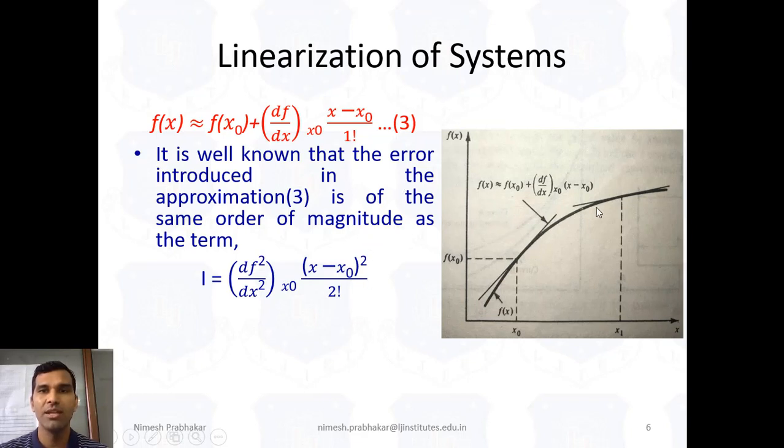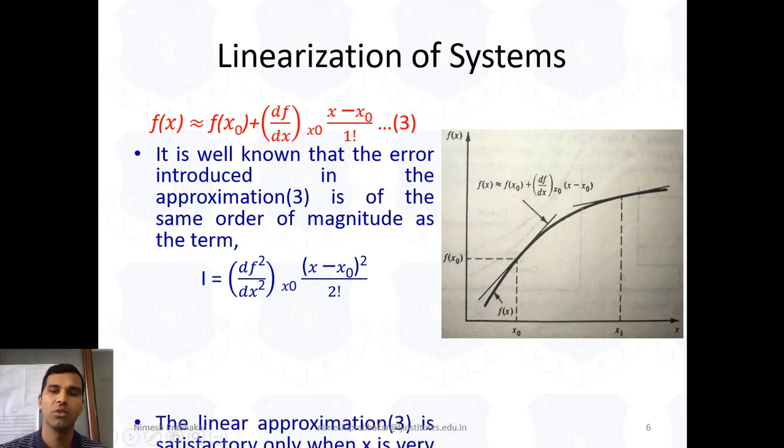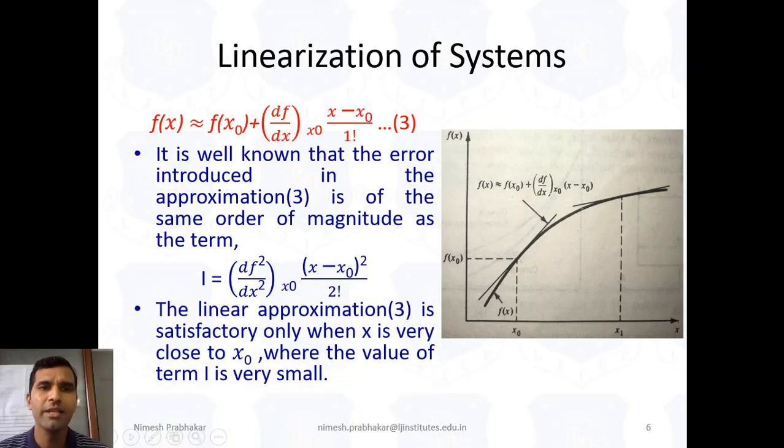So that's why we neglect the other terms and try to convert this non-linear system into a linear system. This term introduces error in the system. So the linear approximation of equation number 3 is satisfactory only when x is very close to x0, where the value of this term is very small.